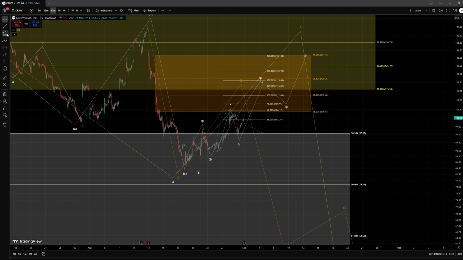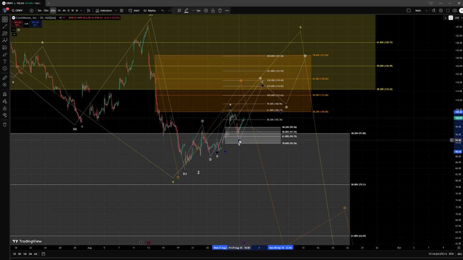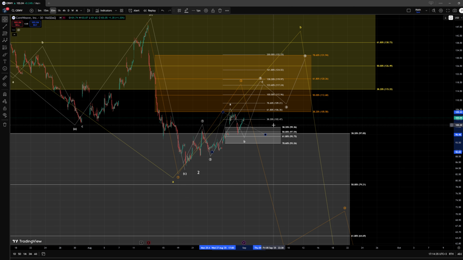And there is actually a support zone I can provide in this case for a wave B to hold. That would be between $99 down to around $93.3. Now, again, it's a rough estimate. It depends on where I count the beginning of this wave A, and I cannot guarantee that it is one or the other, but they're overall very similar.